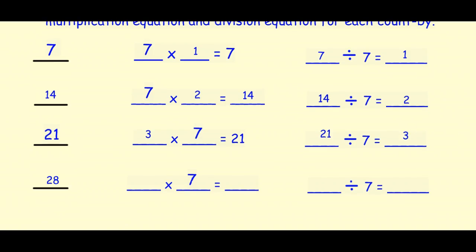Down here, our last number is 28. I want you to go ahead and do these two equations independently. Write one multiplication and one division equation on your board. Push pause to do that. So I know my multiplication equation is going to equal 28, and I know that 4 times 7 is 28. Over here on my division equation, I have 28 divided by 7, and it's going to give me 4.